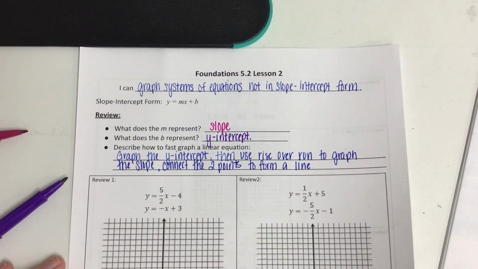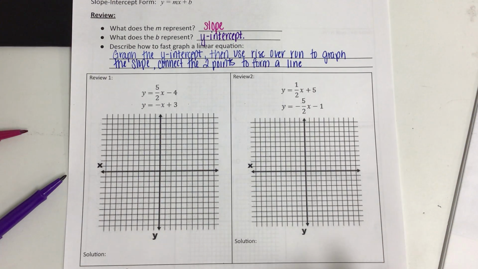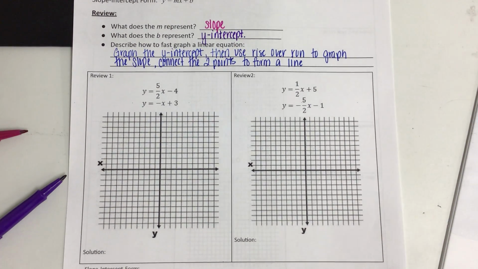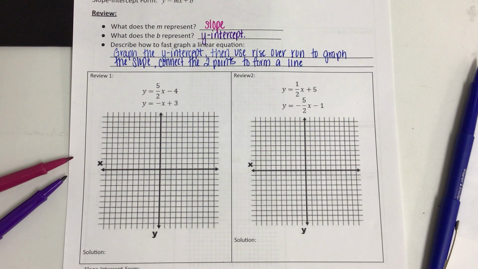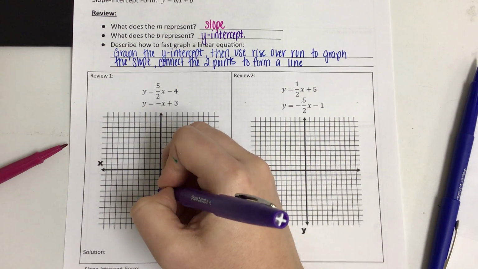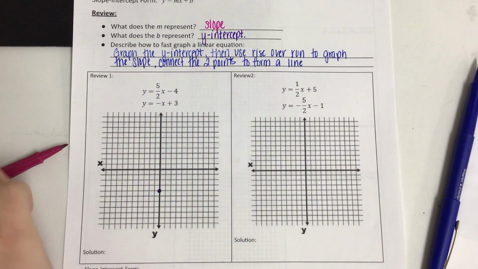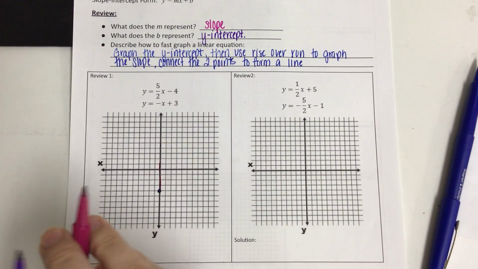So our first two are just going to be review. We did this in 5.1 where we just graphed systems of equations that are already in slope-intercept form for us. So number 1, the first equation, y equals 5 over 2x minus 4. The first thing we graph is our y-intercept, which is negative 4. 5 over 2 tells us how to move. 5 is positive, so we're going to go up 5, and then we're going to go right 2.